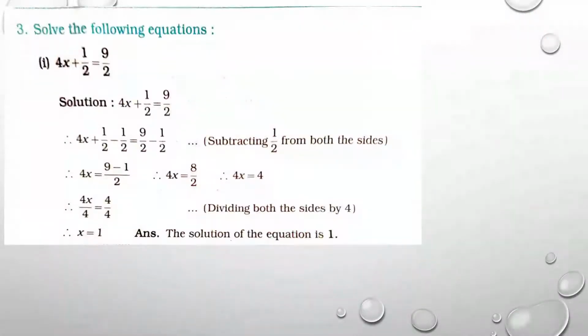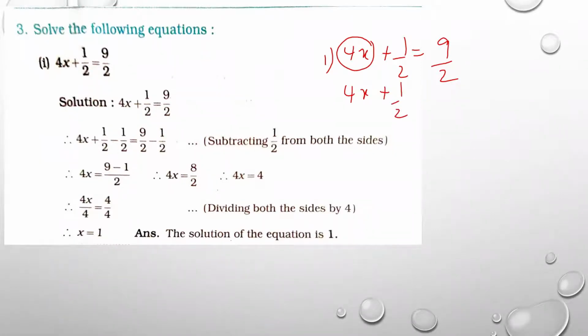Now let us solve the following equation. The first one, 4x plus 1/2 is equal to 9/2. Now we want to remove this plus 1/2 because we want to find the value of 4x. So 4x plus 1/2, both the sides you will subtract 1/2. So both the sides I subtract 1/2. Okay. Now after subtracting, 4x is equal to, now this and this will go, it becomes 0. So 9/2 minus 1/2.